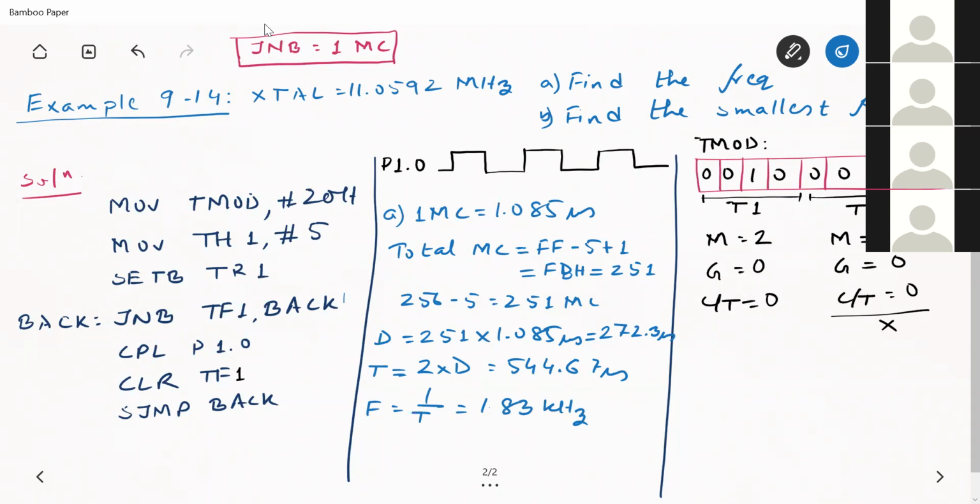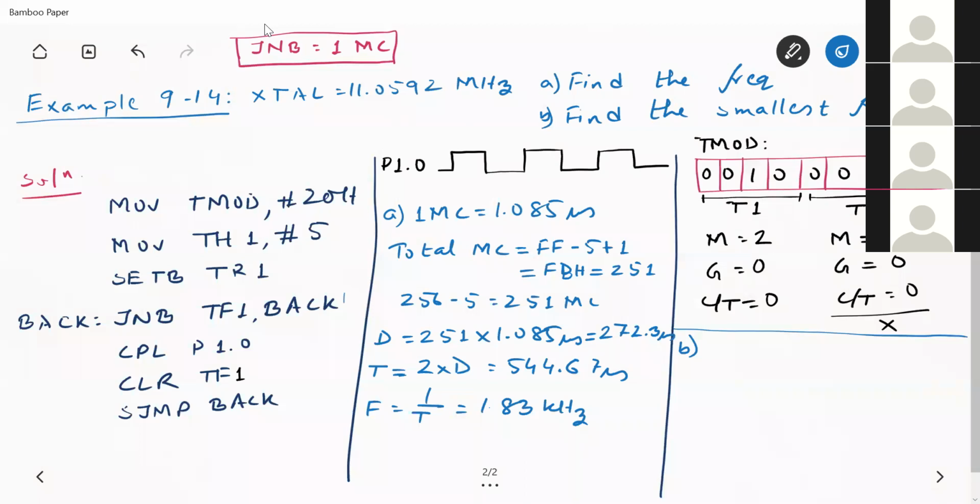How we calculated this? Have you understood? Yes, sir. Now let us move on to the next portion, which says find the smallest frequency that we can achieve. So we see that frequency and time period are inversely proportional to each other. So to get the smallest frequency, we need the largest time period.